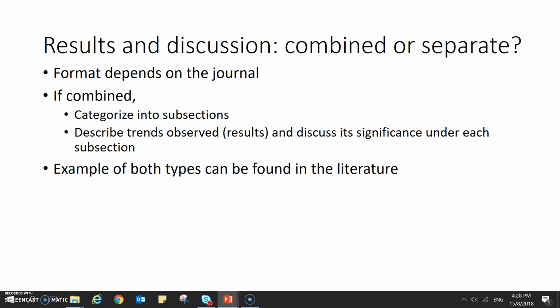Well, the format depends on the journal that you are submitting your paper to. If the results and discussion are combined, you can still categorize that section into subsections depending on the type of results that's being discussed. You can describe the trends that's being observed, that is the results, and discuss its significance under each of these subsections.